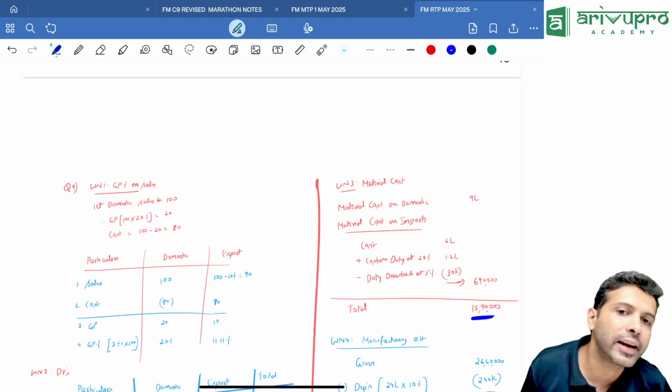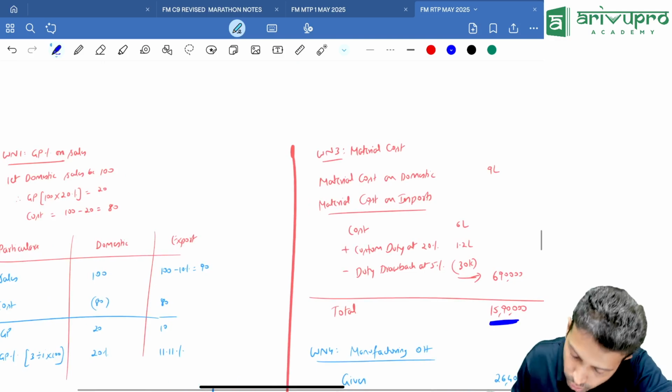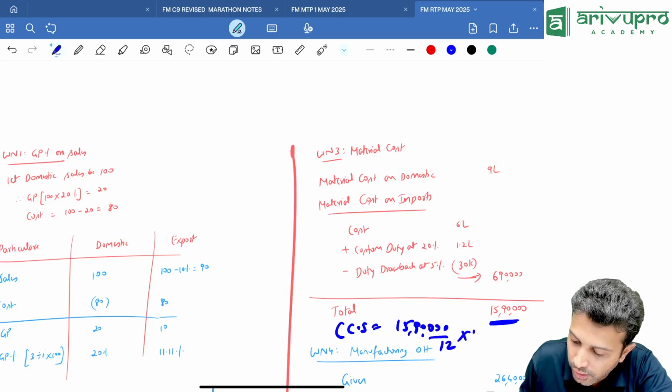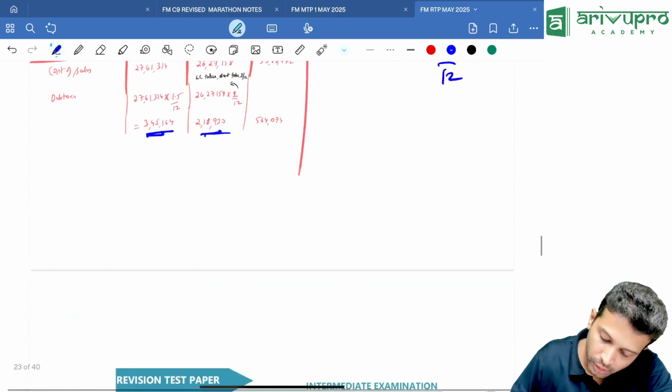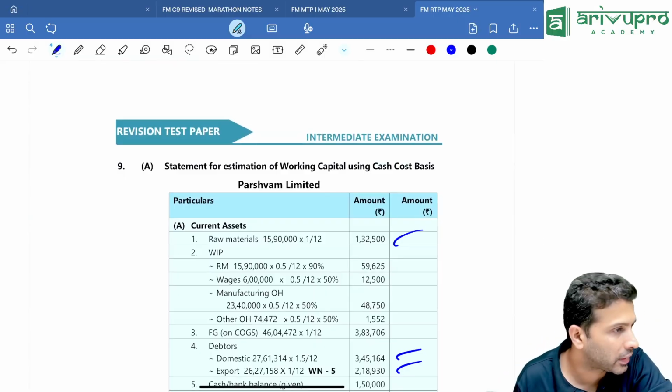15,90,000. 15,90,000. Yes, no, sir. Calculate. Quickly calculate. How much is closing stock? Here only, if you want, you can calculate closing stock. 15,90,000 is for 12 months. For 1 month, how much is it? 1,32,500 is the closing stock of raw material.